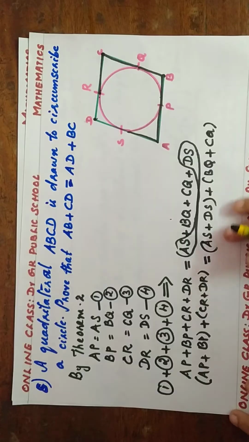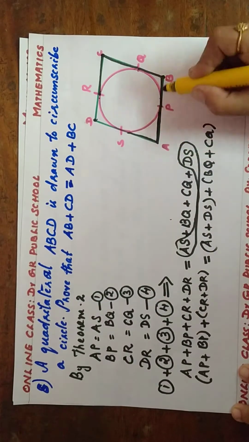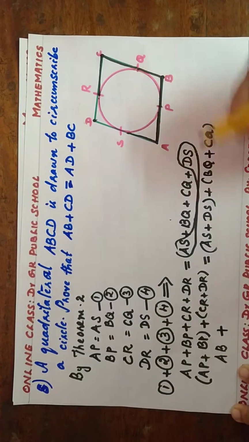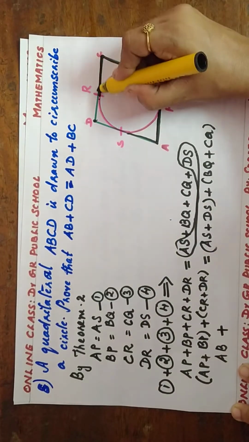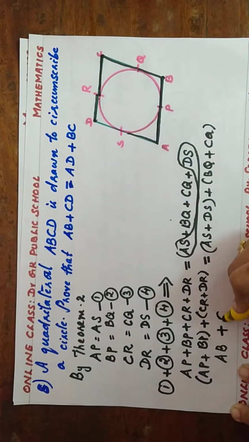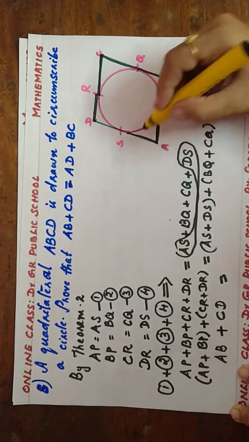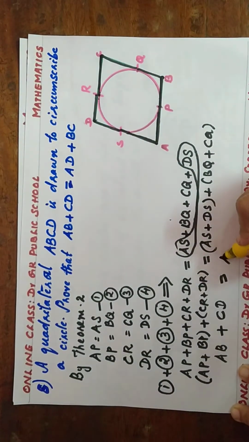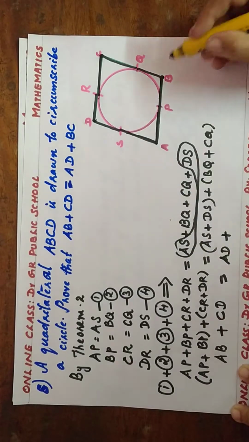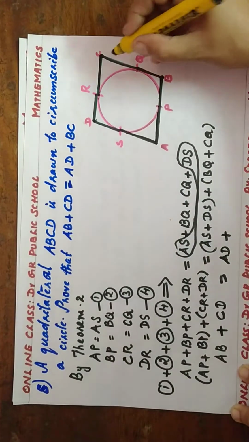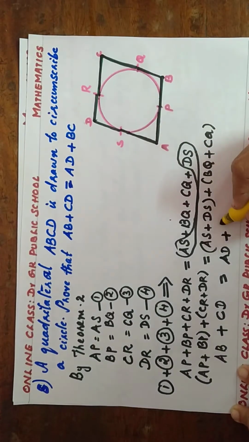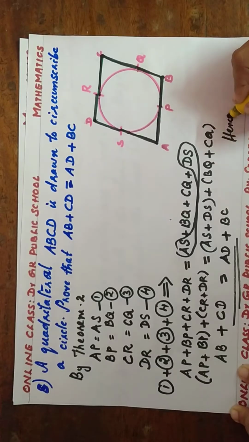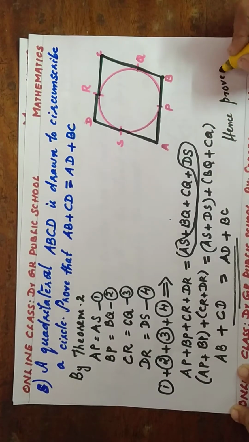Now what is AP plus BP? Look at the figure. AP plus BP equals AB. What about CR plus DR? CR plus DR, that is CD, equal to. What about AS plus DS? AS plus DS, that is AD. What about BQ plus CQ? BQ plus CQ, that is BC. Hence the result, we proved that. Hence proved. I hope that all of you understand how to prove this.